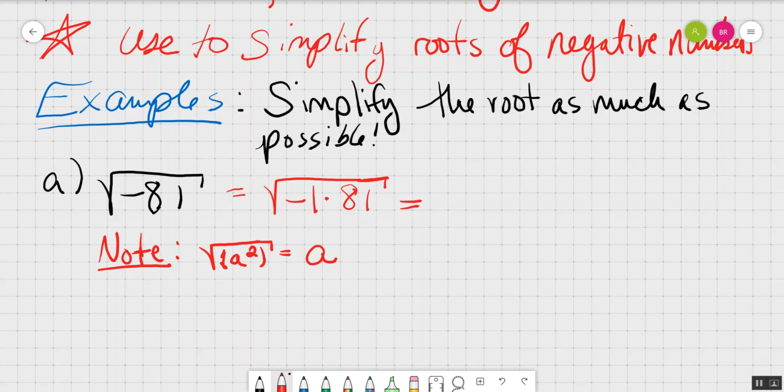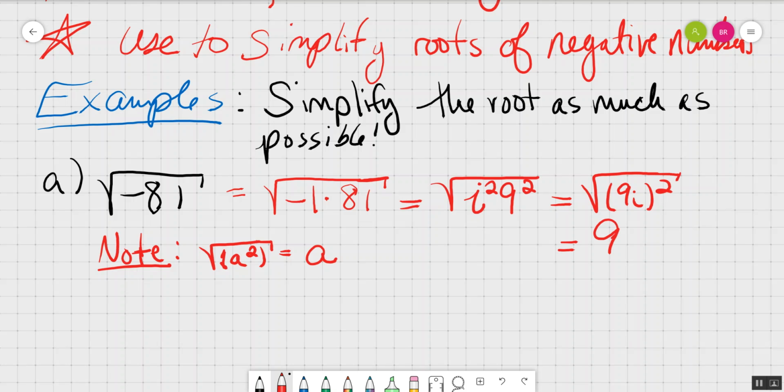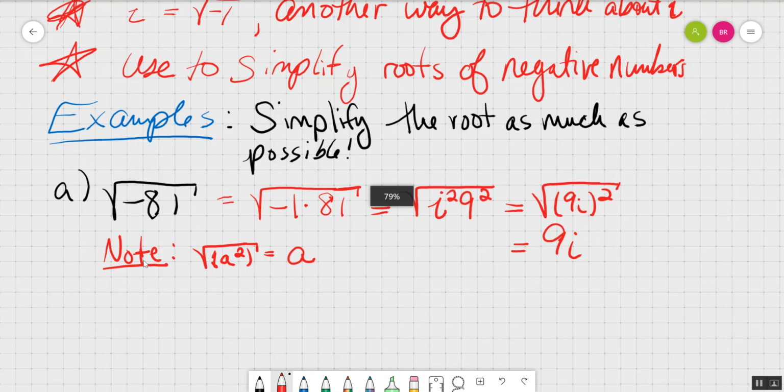I need something that when I square it, I get 81. So that's going to be 9 squared. And over here, I've got i squared because it's something that when I square it, I get -1. So I'm going to think of this as the square root of 9 times i squared. So I'm just combining them under the same square. So this is really 9i. Now I did that the long way, for sure. There's definitely shorter ways to do this.